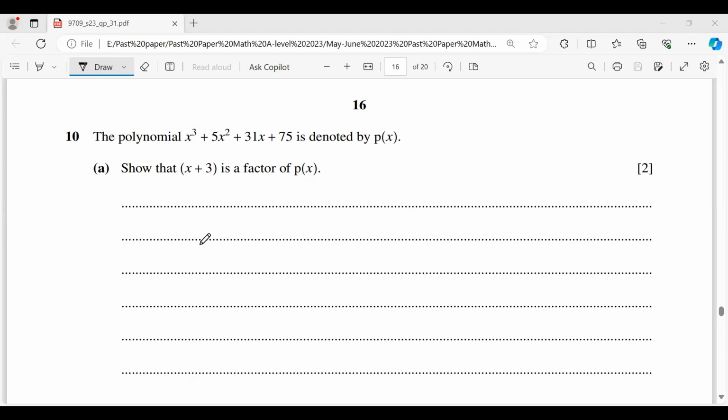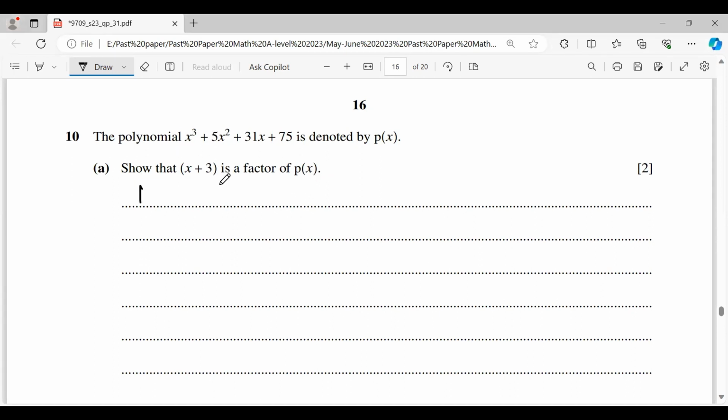The polynomial expression is defined by P(x) equals x cubed plus 5x squared plus 31x plus 75. Show that x plus 3 is a factor of P(x). I'm going to use the Horner method. If the remainder equals 0, it means x plus 3 is a factor of P(x).